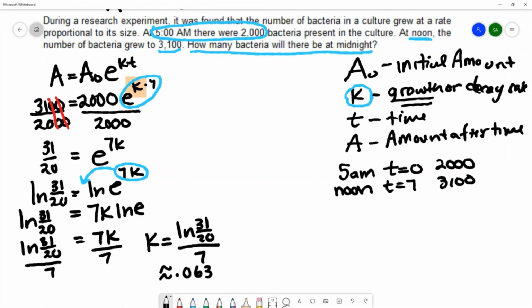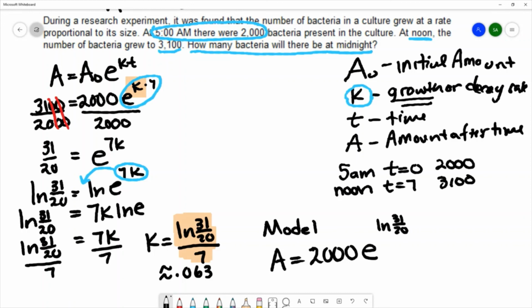And as I've said before, we are not going to use that decimal approximation. We're going to use the exact value because rounding early on in this problem can cause rounding error once you get to your answer. So now we have our model for this situation, and our model for this situation is A equals A naught, our initial amount of 2,000, e to the k, we just found k, natural log of 31 over 20, divided by 7, t.